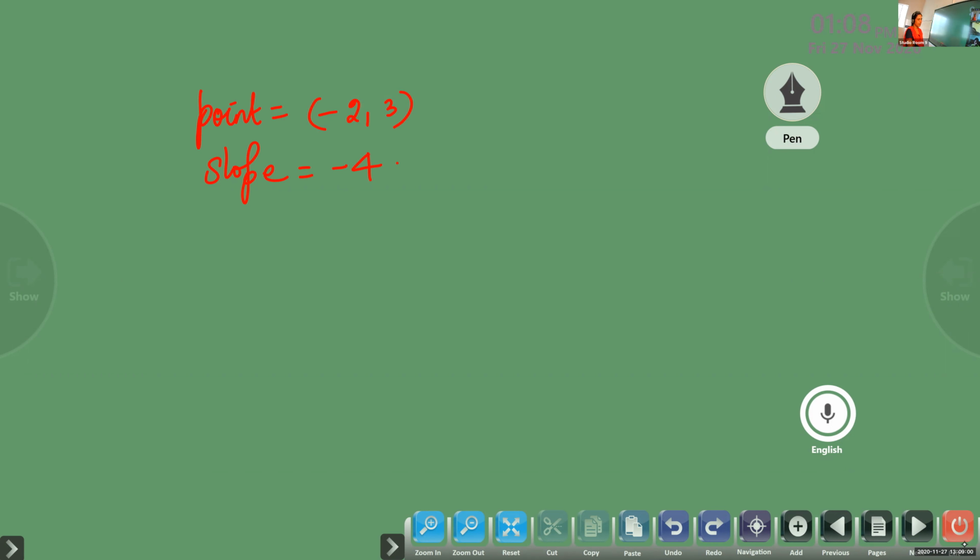So it will be the equation. What is the equation, Michael? Which formula will we use here? Slope intercept form? Is it slope intercept form? One is slope, and what about the other one? Point slope form. Can you give the equation? Point slope form.